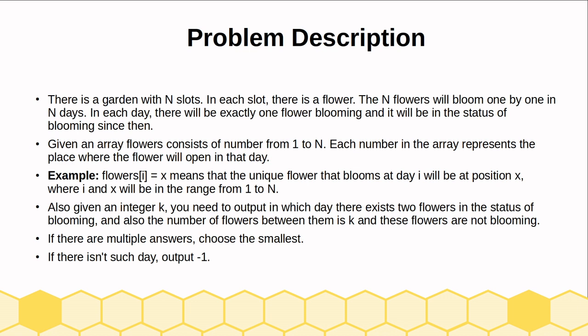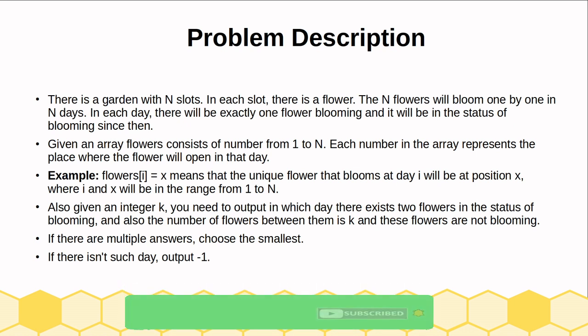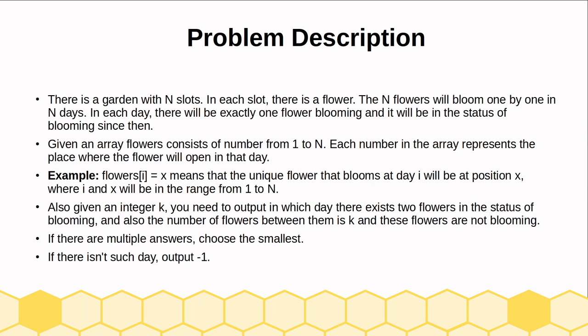Let's suppose we have three flowers, three slots. The first and third flowers are blooming, and in between there is one flower which is not blooming. So the flowers at the ends should be blooming, and between them we have to check whether there are k flowers which are not blooming. This is what we have to find out. If there are multiple answers, choose the smallest. If there is no such day, the output would be -1.